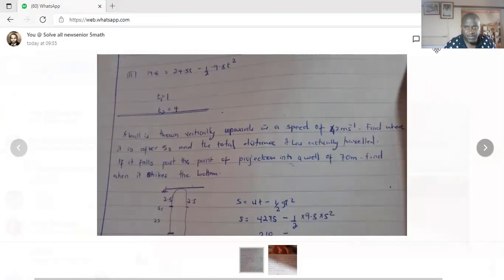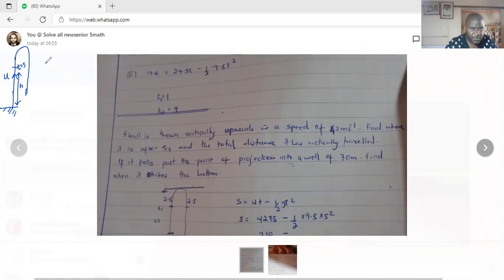So guys, here is question one. You can take a screenshot. A ball is thrown vertically upwards with a speed of 42 meters per second. Find where it is after 5 seconds. Perhaps it has been projected from here. So when time is 5 here, they want us to find the height when it is 5 seconds.